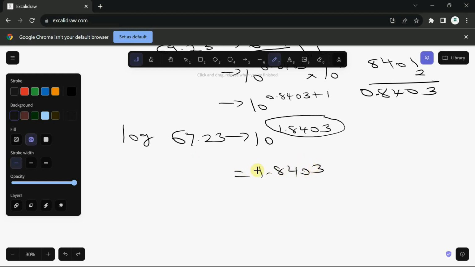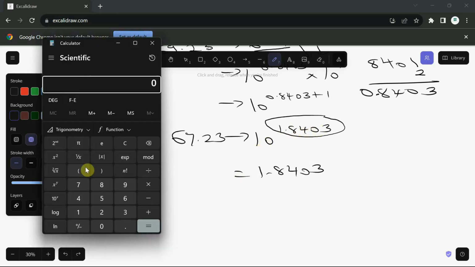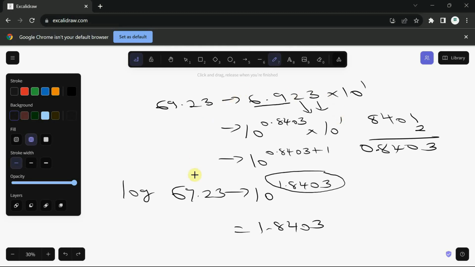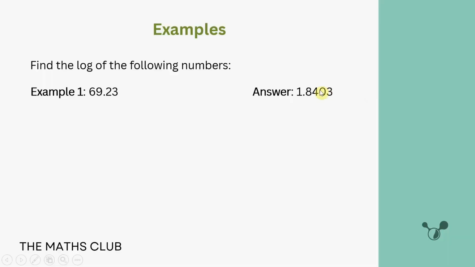Let's check it out in the calculator and see what we're going to have when we raise 10 to the power of 1.8403. So we have a calculator. If I say 10 raised to the power of 1.8403, you can see we have 69.23. And that is why our value for this log is 1.8403, because for us to find 69.23 with base 10, we have to raise that base 10 to 1.8403. So this is really the breakdown of the solution. Yeah, so this is correct.